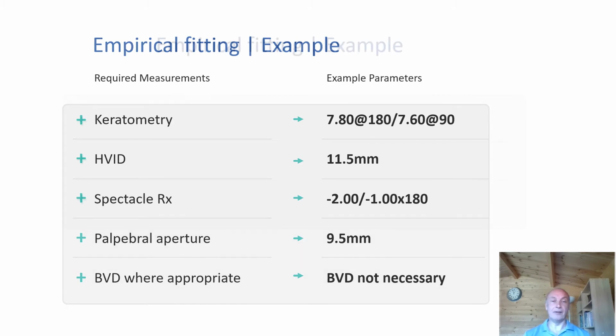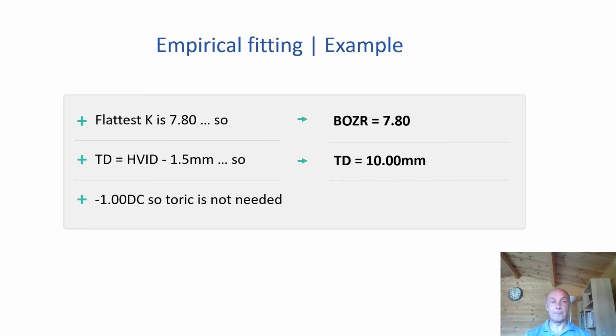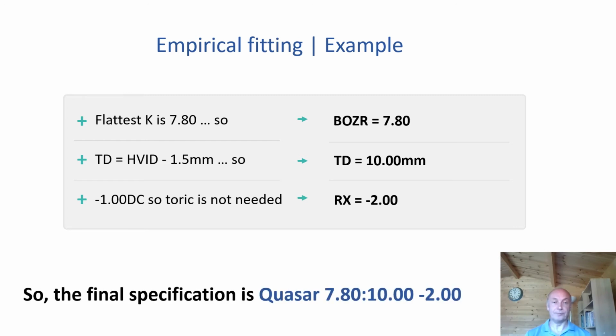Now, if we think about what lenses we would use, we take the flattest keratometry reading, which gives us a BOZR of 7.8 millimeters. We subtract 1.5 millimeters approximately from the HVID, so that gives us a total diameter of 10 millimeters. Because it's only a diopter of corneal cyl and it aligns with the spectacle cyl, no toric lens is needed. So the prescription of the lens is a -2. All very straightforward, very simple. So if we decided that we were going to choose a Quasar lens, that will give us a 7.8 BOZR, 10 diameter, -2 BVP.